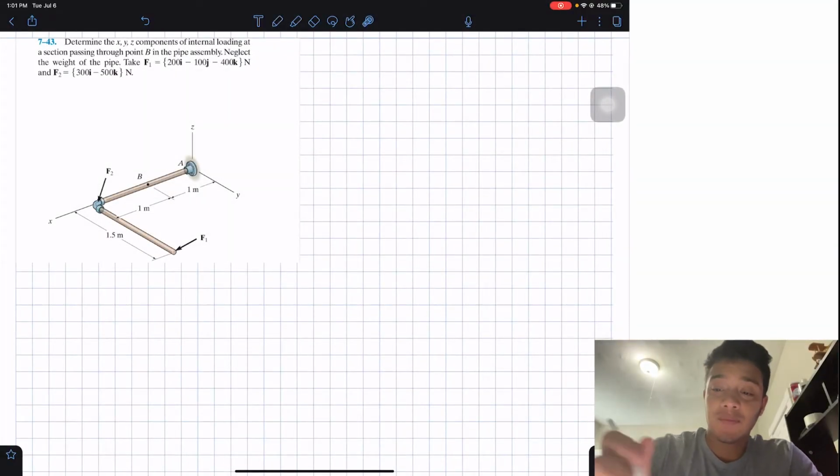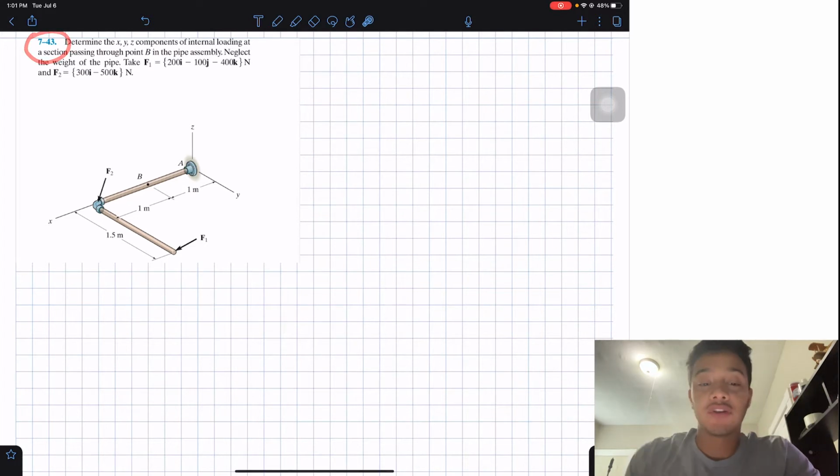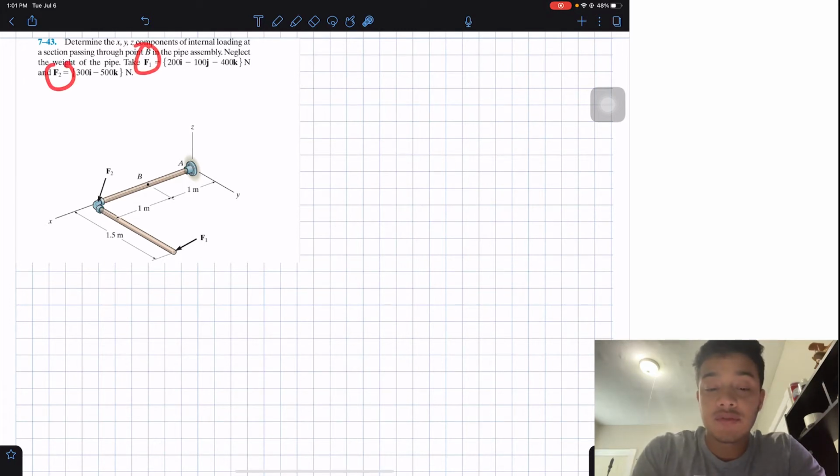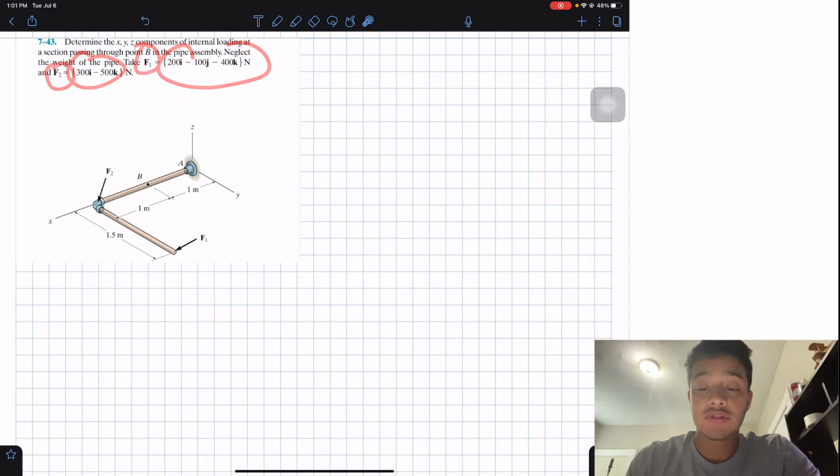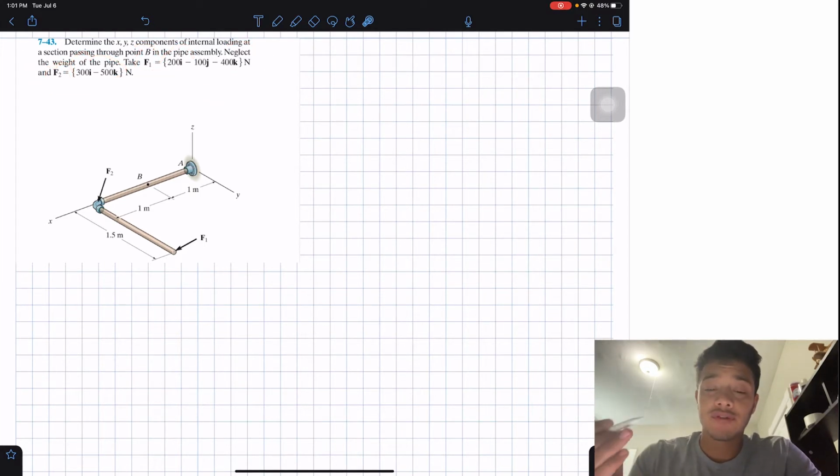Today we're in statics and we're going to do problem 7-43, okay? It says determine the x, y, z components of the internal loading at a section passing through point B in the pipe assembly. Neglect the weight of the pipe and take F1 and F2 to be these values, okay? So what the question is basically asking us is to find the internal forces and moments about this point B.